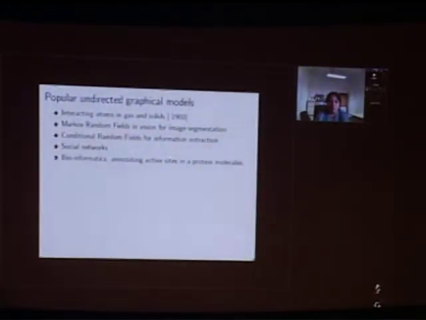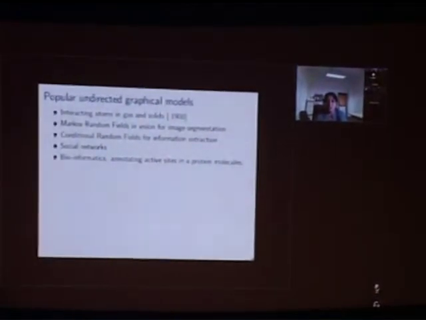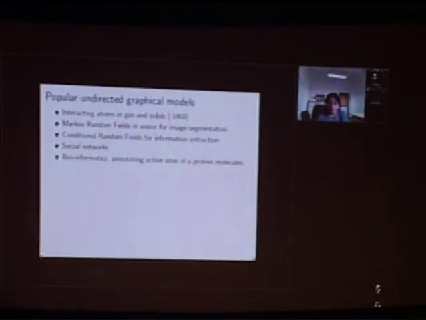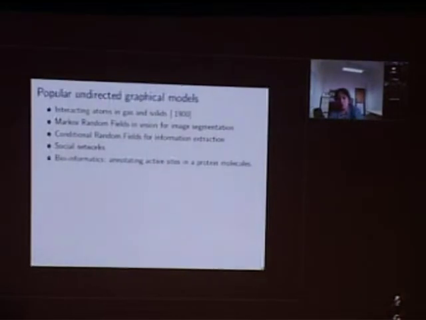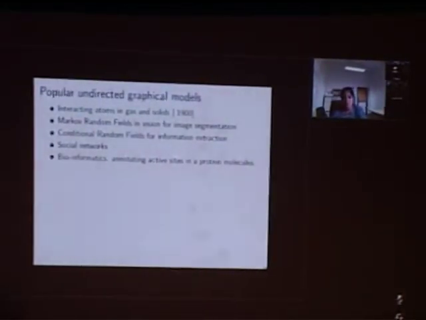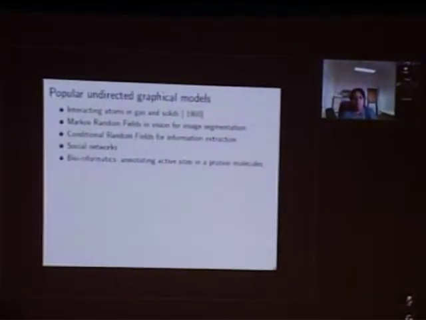So now, as I mentioned earlier already, for undirected graphical models, there are several applications in physics, say for modeling molecular structures, in vision for image understanding. Another very popular undirected graphical model is a conditional random field, which is used for information extraction. Very often the social networks are represented as undirected graphical models, and several other applications exist for undirected graphical models.